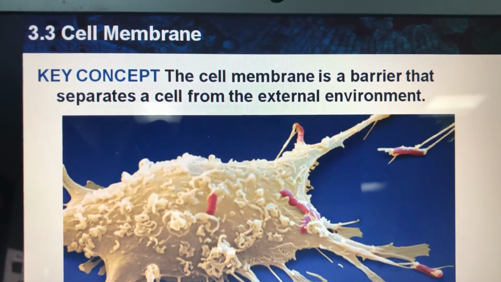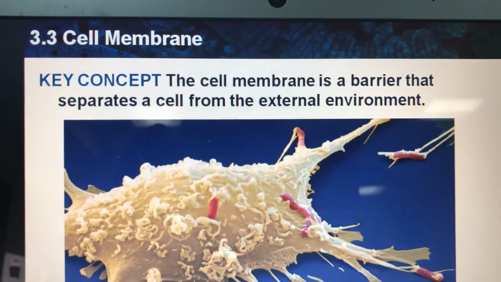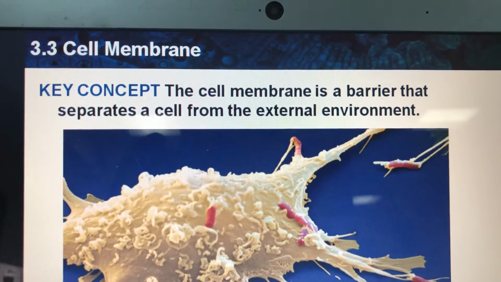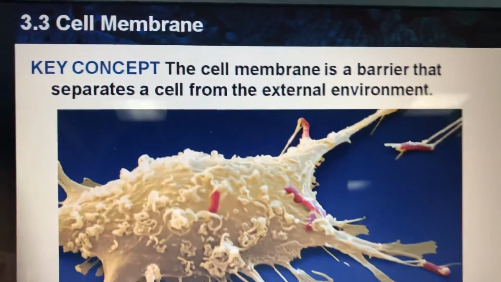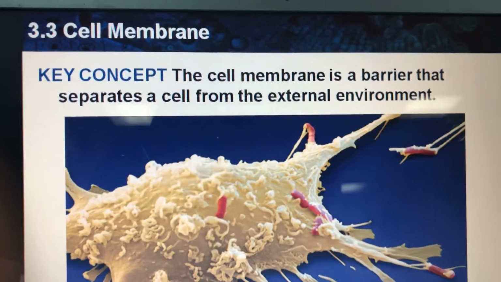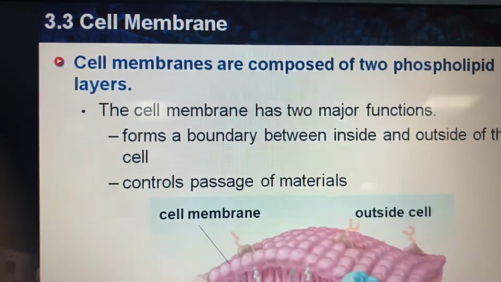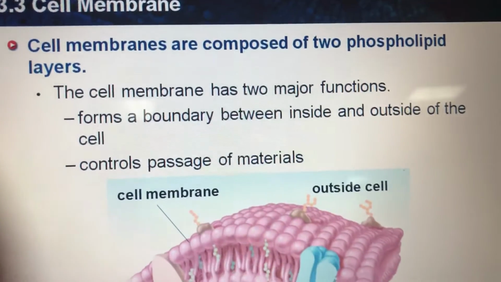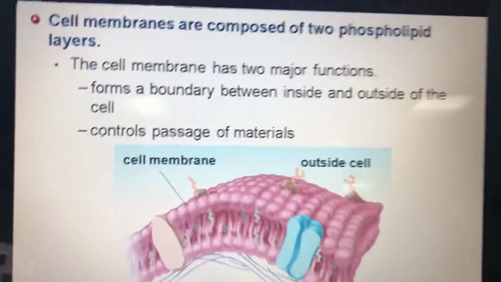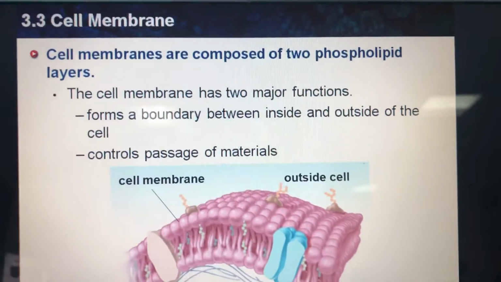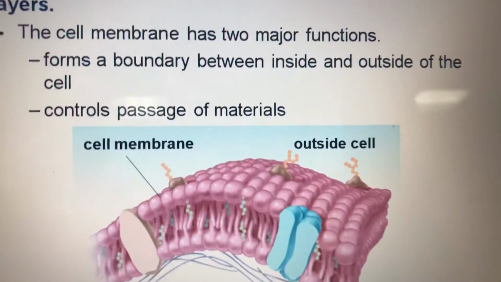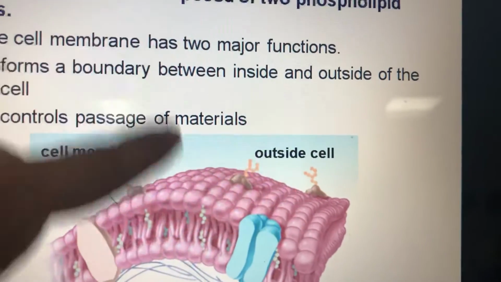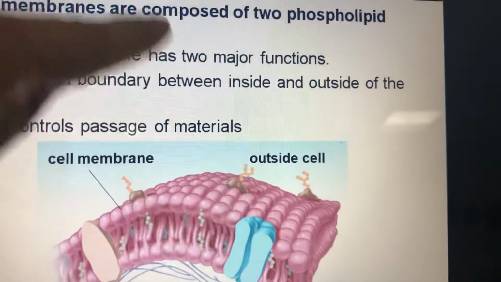Before we continue the lesson, let us make a revision about what we learned. We learned about the cell membrane, and it is a barrier that separates the cell from the external environment. The cell membrane has two major functions. It forms a boundary between inside and outside of the cell, and it controls the passage of materials that go through the cell membrane from inside to outside.